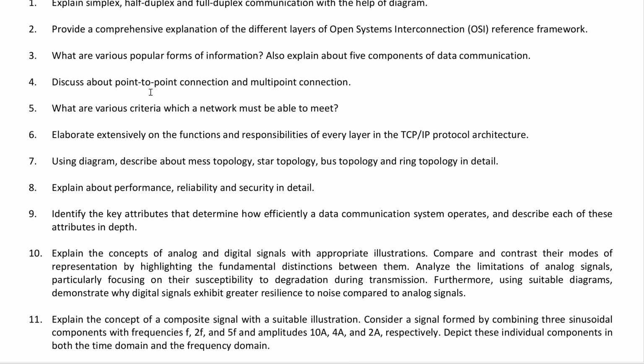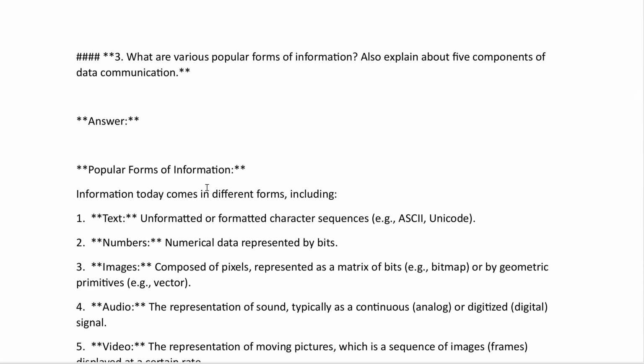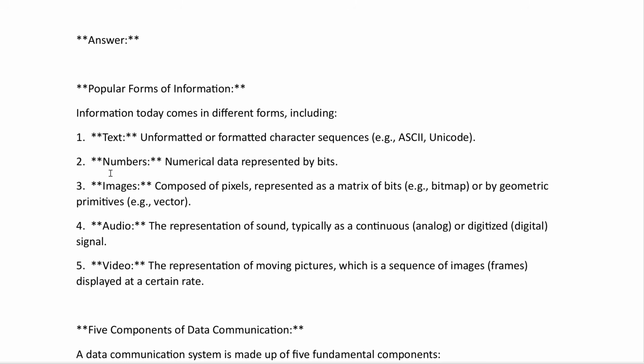Next, question number three is: what are the various popular forms of information? Also explain about five components of data communication. So the popular forms of information: information today comes in different forms, including the first type, text, that is unformatted or formatted character sequences, again ASCII or Unicode. ASCII stands for American Standard Code for Information Interchange.